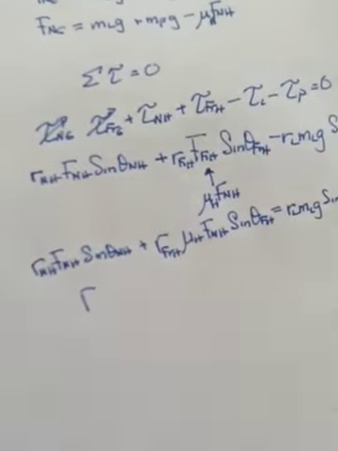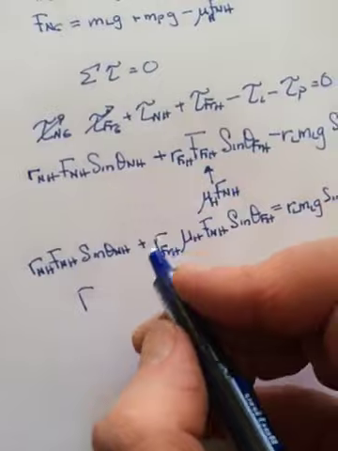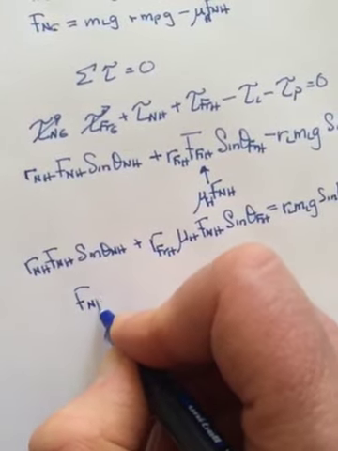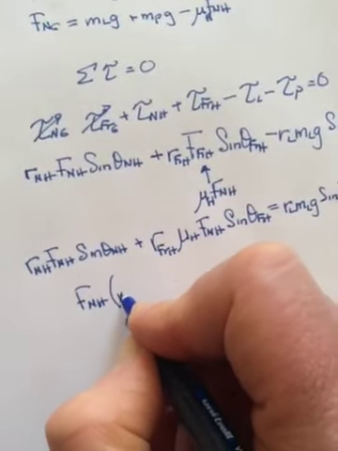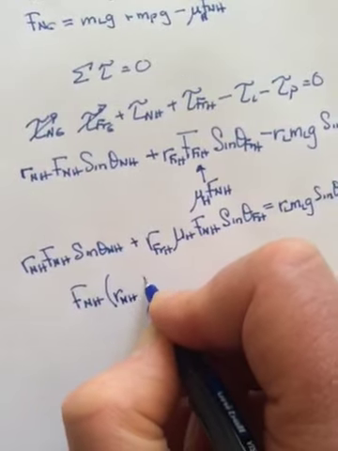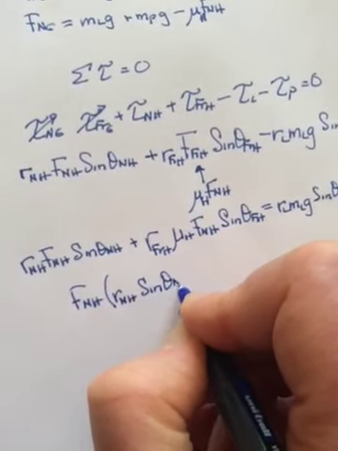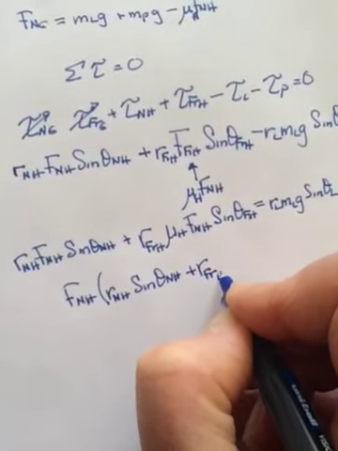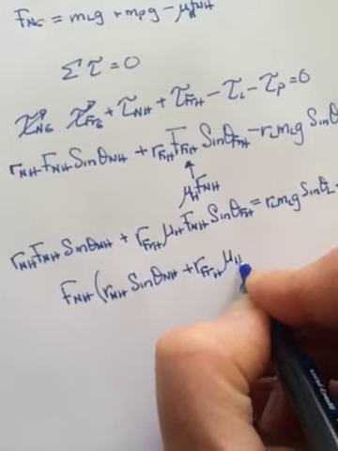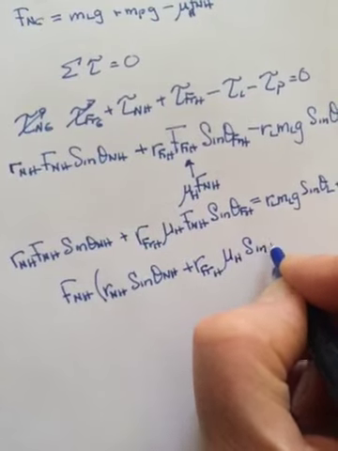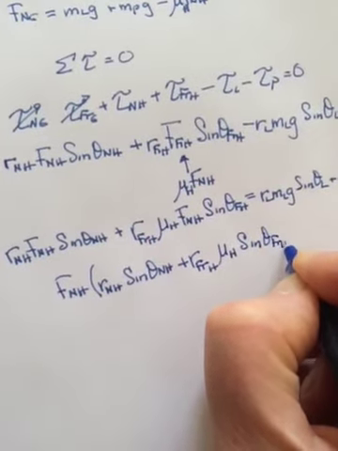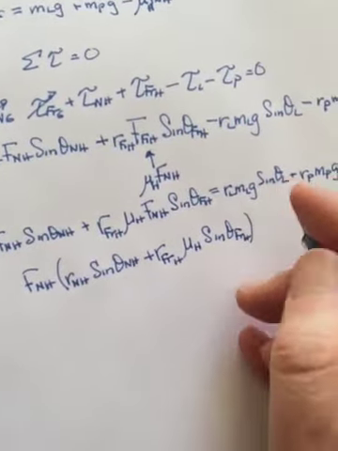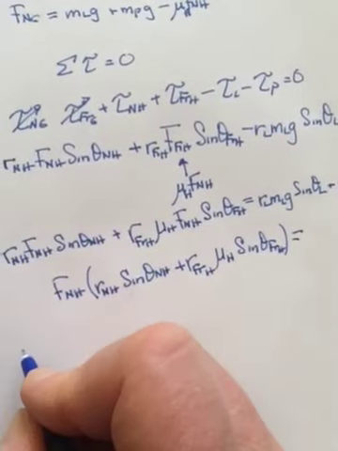On this side, pull out F normal of the house. And so it'll be R normal of the house, sine theta normal of the house, plus R friction of the house, mu house, sine theta friction house. And then you're going to divide by the bracket. The other side stays the same.